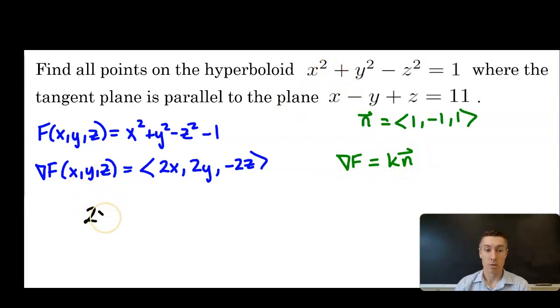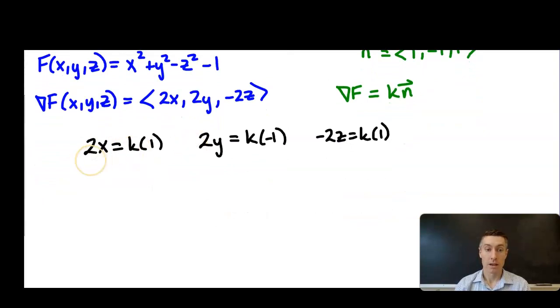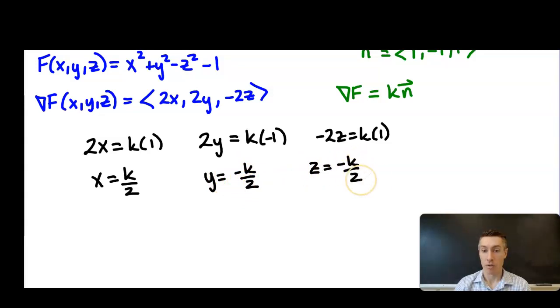So that means that 2x has to be k times 1. 2y has to be negative 1, or I'll stay consistent. We'll say k times negative 1. Doesn't really make a difference. K times negative 1. And negative 2z equals k times 1. So we can solve for x, y, and z in terms of k. So x equals k over 2. Y equals negative k over 2. And z equals negative k over 2.